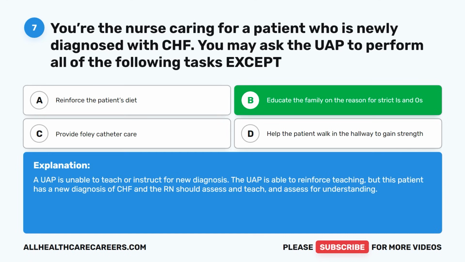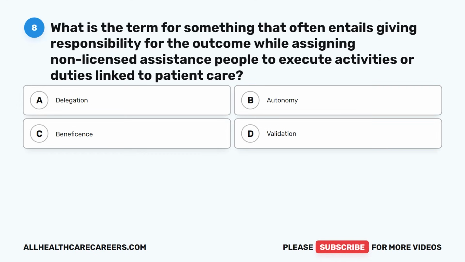A UAP is unable to teach or instruct for a new diagnosis. The UAP is able to reinforce teaching, but this patient has a new diagnosis of CHF, and the RN should assess and teach, and assess for understanding.